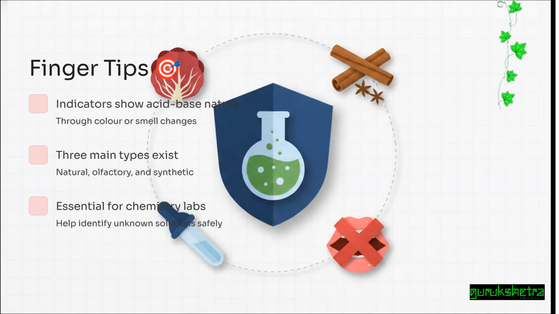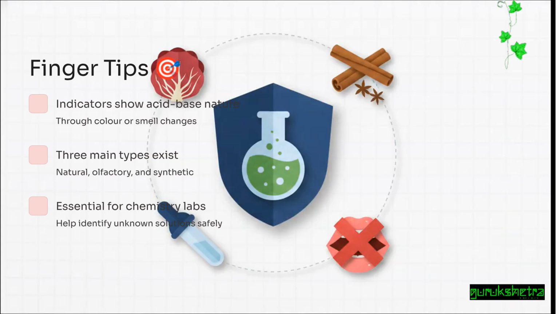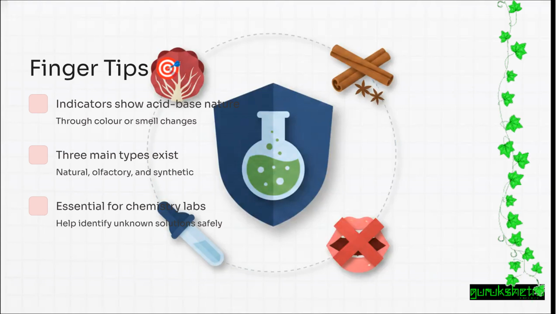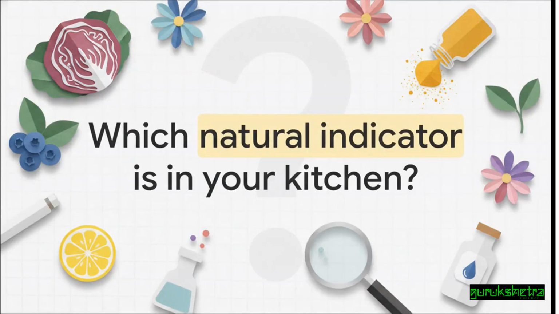Let me check these off on the board. First, remember that indicators show acid-base nature through either color or smell changes. Second, you absolutely must know the big 3 categories: natural indicators from plants, olfactory indicators that use smell, and synthetic indicators made in labs. Third, understand that these are absolutely essential for chemistry labs all around the world. And most importantly, they help us identify unknown solutions safely, without ever needing to risk tasting or touching highly dangerous chemicals. And that brings us to the end of our lesson today.